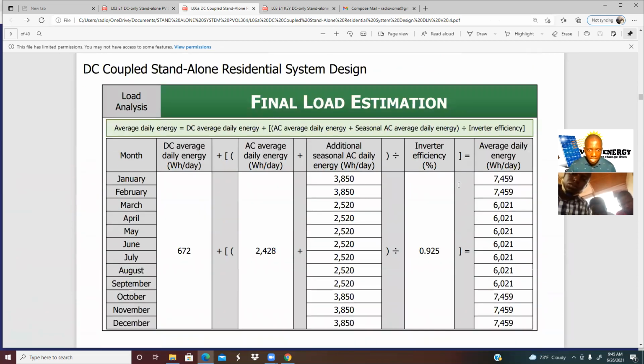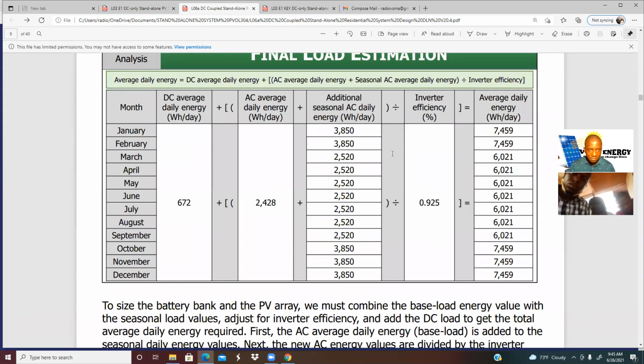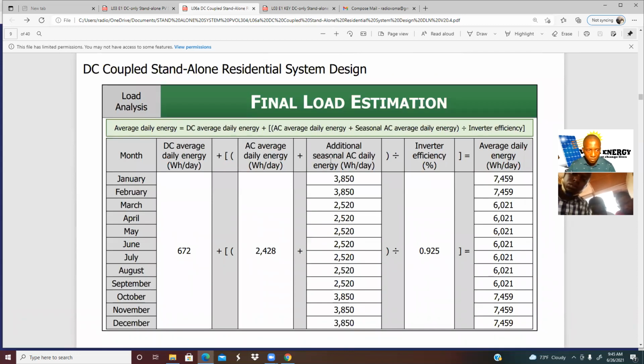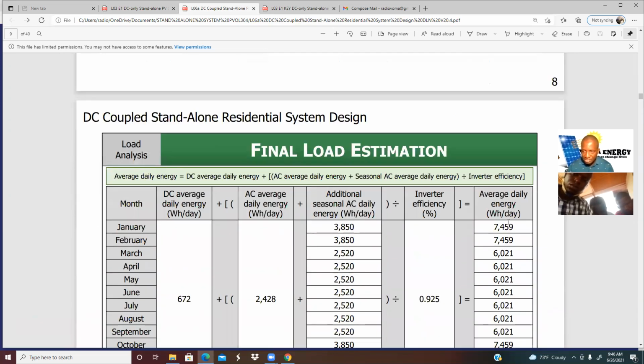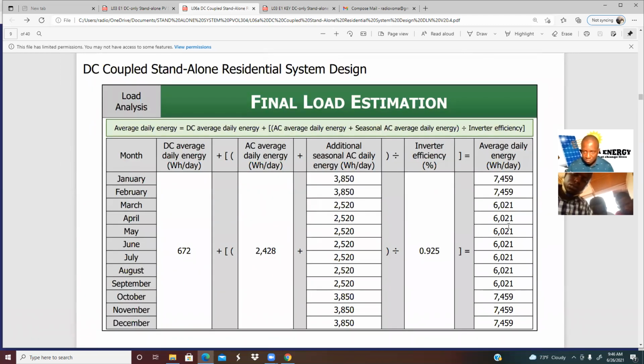All right. Final load estimate. So right here, we're telling you all the loads and the final load estimate, the additional seasonal load, which runs from January, February, March. The loads are here. This is the estimate. This is the average daily energy watt hour. The average daily energy equals DC average daily energy plus AC average daily energy plus seasonal average daily energy divided by inverter efficiency.